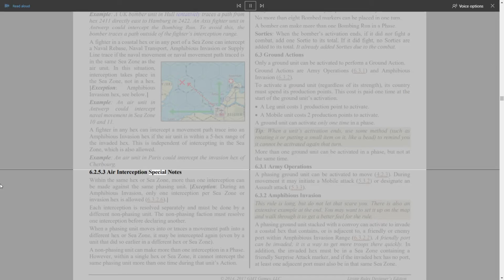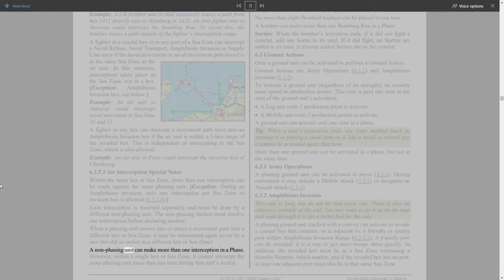6.2.5.3 Air interception special notes. Within the same hex or sea zone, more than one interception can be made against the same phasing unit. Exception, during an amphibious invasion, only one interception per sea zone or invasion hex is allowed. Each interception is resolved separately, and must be done by a different non-phasing unit. The non-phasing faction must resolve one interception before declaring another. When a phasing unit moves into or traces a movement path into a different hex or sea zone, it may be intercepted again, even by a unit that did so earlier in a different hex or sea zone.